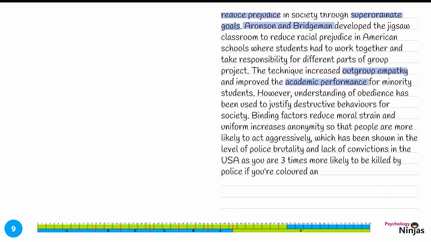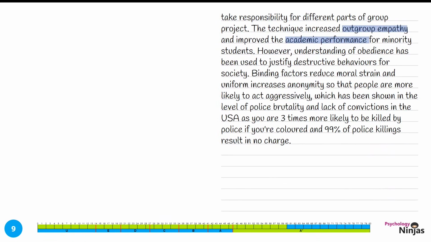However, understanding of obedience has been used to justify destructive behaviours for society. Binding factors reduce moral strain, and uniform increases anonymity so that people are more likely to act aggressively, which has been shown in the level of police brutality and the lack of convictions in the USA, as you are 3 times more likely to be killed by police if you are coloured, and 99% of police killings result in no charge. We've taken our example from binding factors. Our examples here come from a key question, so you could use your key questions to show our applications of psychological knowledge to contemporary issues.